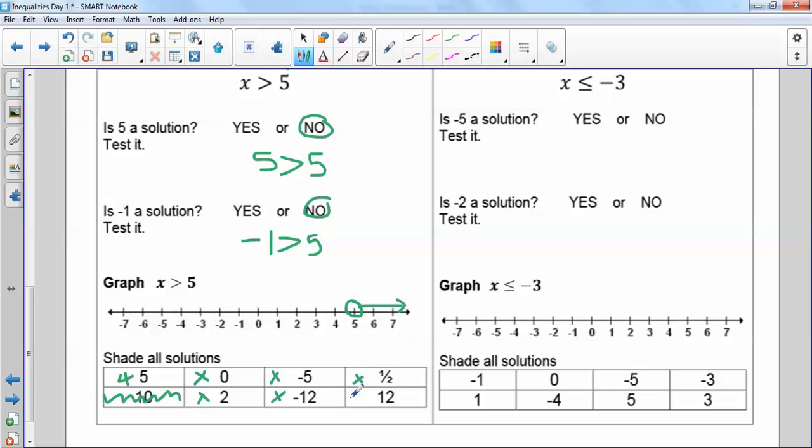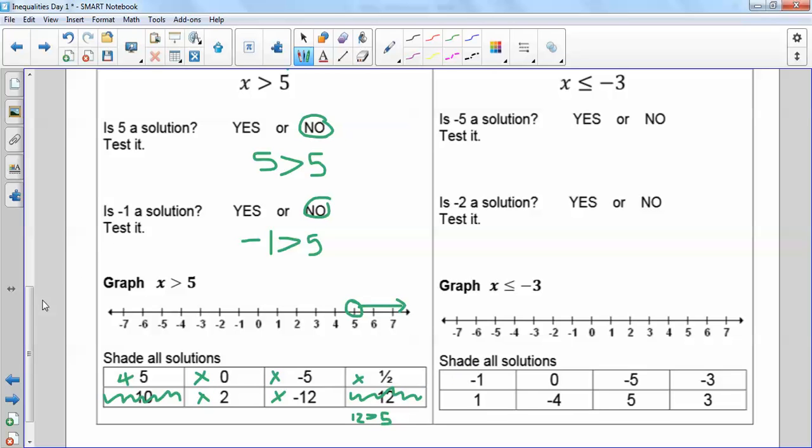But 12 is greater than 5, right? If we plugged it in, 12 is greater than 5. Also on our number line, it would be somewhere over here all the way to the right, so it's going to be in our solution. Remember, this arrow keeps going on forever, so it's going to eventually pass our 12. So here we're going to shade in 12. So we only had 2 solutions, 10 and 12.